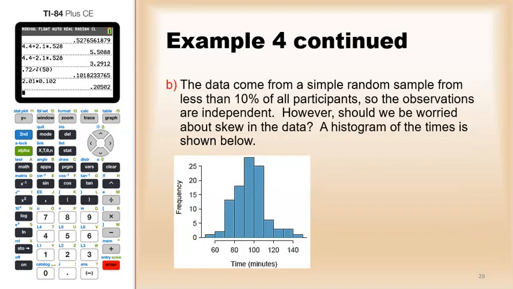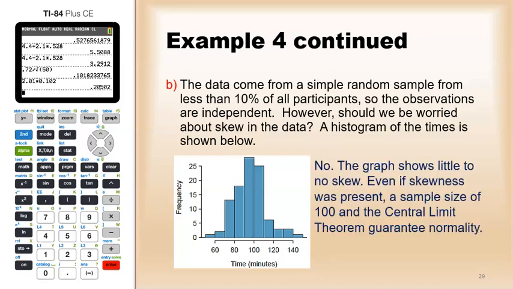The data come from a simple random sample from less than 10% of the participants, so the observations are independent. And my sample size is 100. You can see from the histogram, it may not be absolutely perfect, but it's more or less unimodal, symmetric, kind of. Certainly a sample size of 100 is more than large enough for this. So the graph shows little to no skew, and even if skewness was present, with a sample size of 100 the central limit theorem guarantees normality.